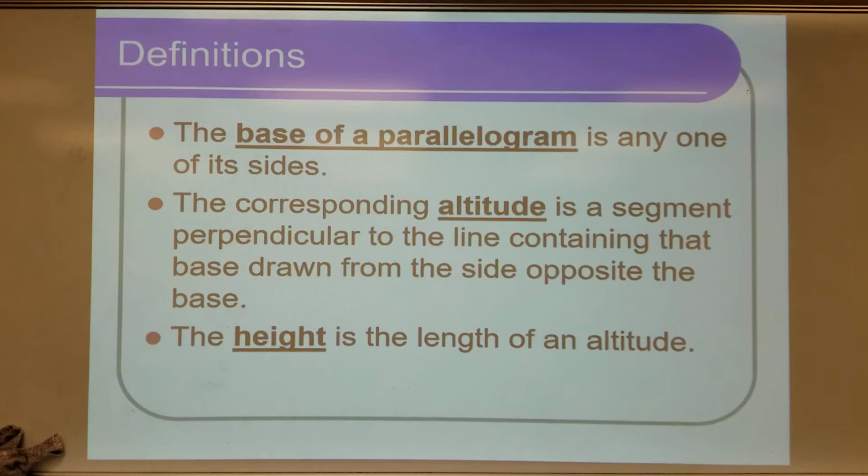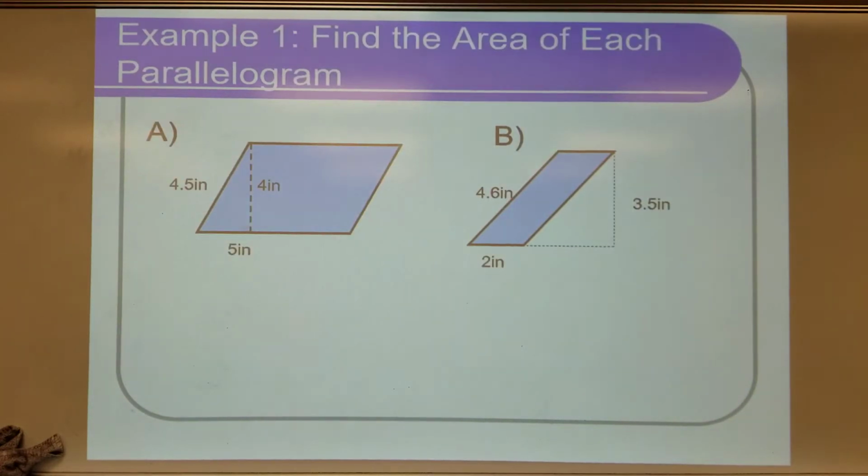In addition, there is a segment that is drawn perpendicular to the base, all right, or perpendicular to the line containing the base. And it connects to a line containing the opposite base. That perpendicular distance is referred to as the height, all right? So the segment that you would draw between those parallel sides is called the altitude. But the distance, the length of that altitude, the distance between those parallel sides in the parallelogram is called the height of the parallelogram.